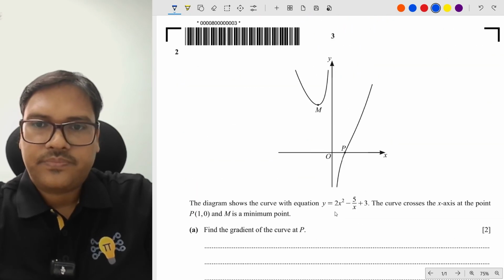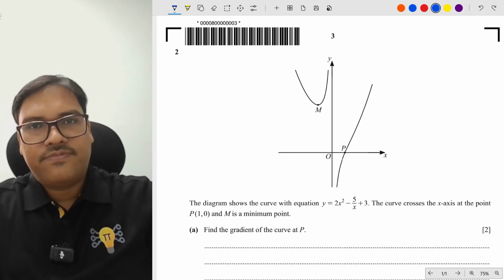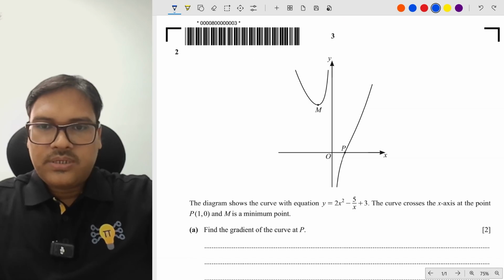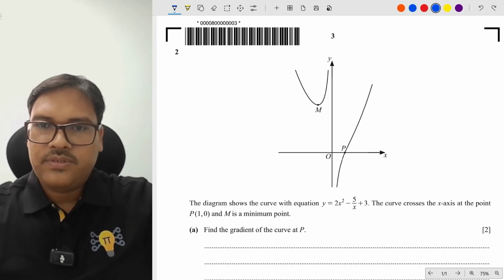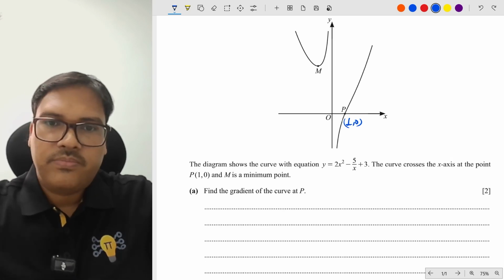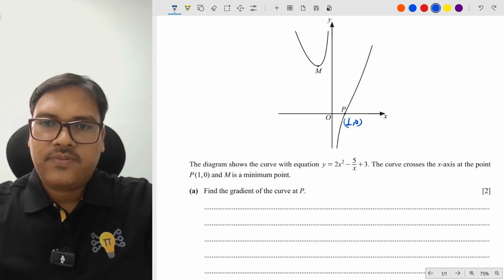Now the next question is on differentiation. The diagram shows the curve, which is given to you. The curve crosses the x-axis at point P, which is 1 comma 0. They have mentioned this is 1 comma 0. M is the point of minimum. This is the minimum point. You have to find the gradient of the curve at P.